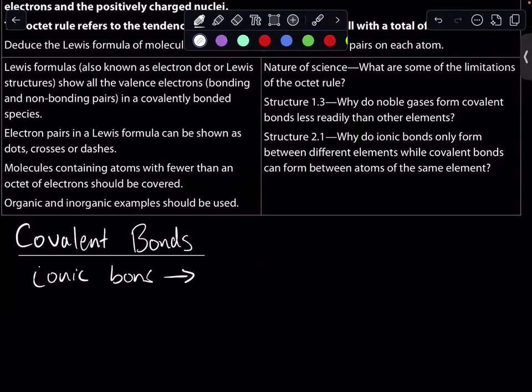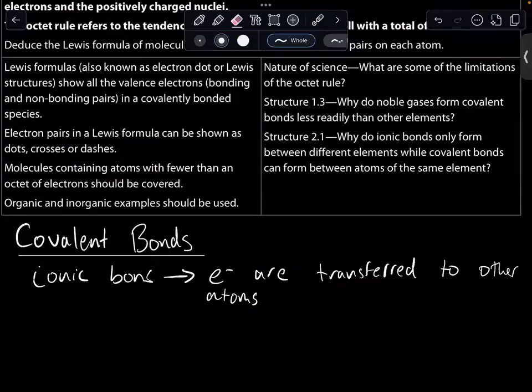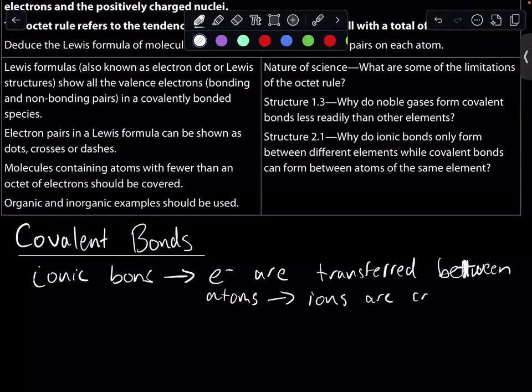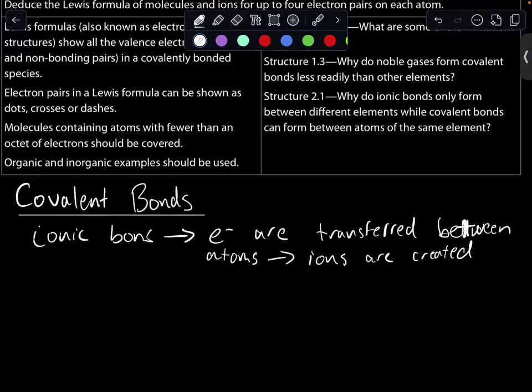In ionic bonds, we know that electrons are transferred between atoms. And as they're transferred between atoms, ions are created, and those are attracted via electrostatic attractions. And that's our ionic bond.